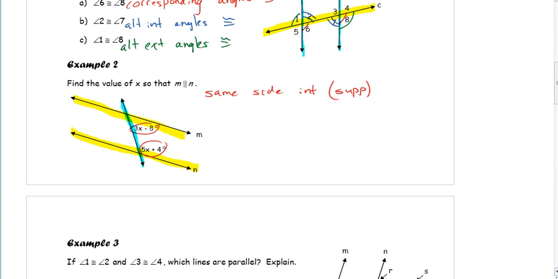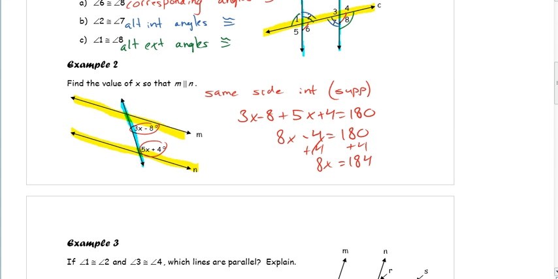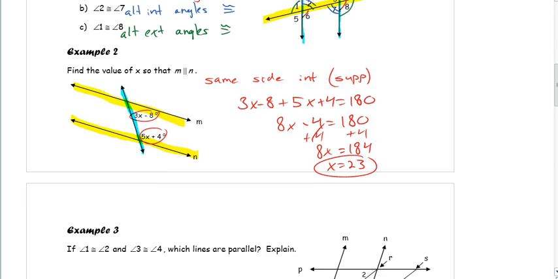Again, look back up to this at the top if you need to remember that. But same side are always going to be supplementary. So if we know that's true, we have to have those two angles combining to create 180 degrees. So we get 8x minus 4 equals 180. Add 4 to both sides. So we have 8x equals 184, which gives us 23. So again, if x is 23 and we plug that back in, we would find that those two angles add up to 180 degrees.